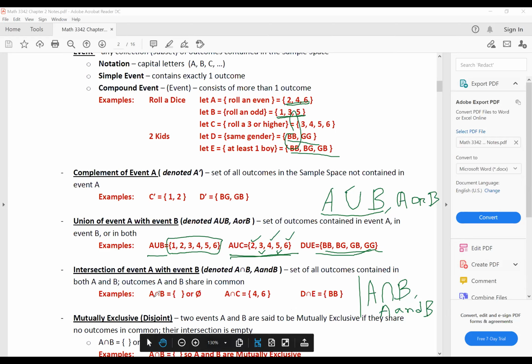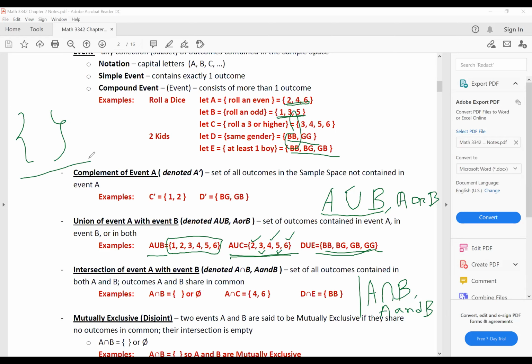So if you take A intersection B, then there is no common outcome, right? There is no common outcome in A and B. So that means it will be the empty set, or this is called phi or empty set. So empty set means if you write this notation, that means this is an empty set. It doesn't have any element, right? This set doesn't contain any element. Or you can use this notation. So this is called phi or empty set.